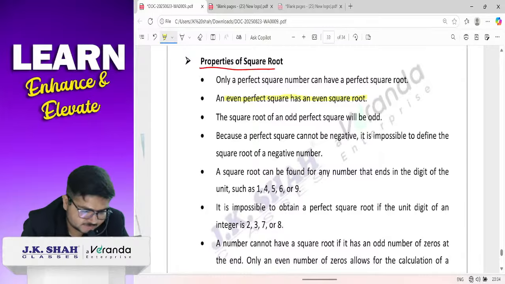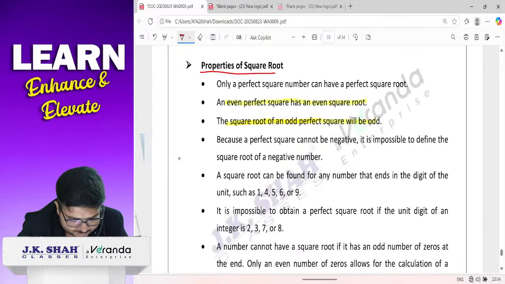Very simple. The third point is trying to tell you the same thing. The square root of an odd perfect square will be odd. An even perfect square has an even perfect root. In simple words, I told you.